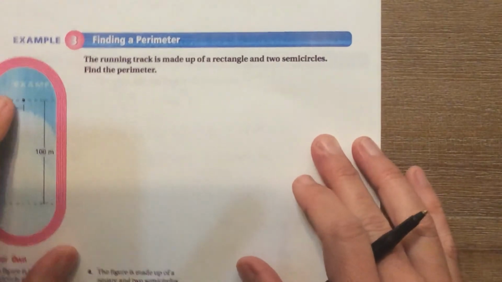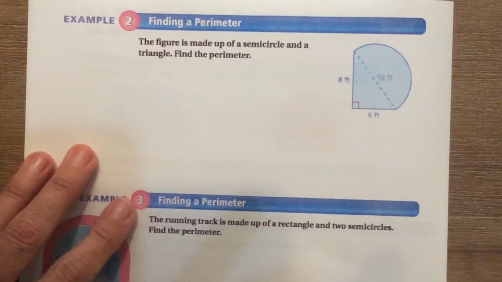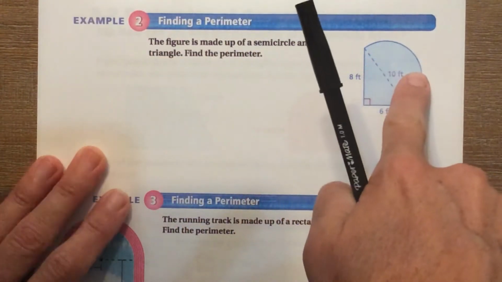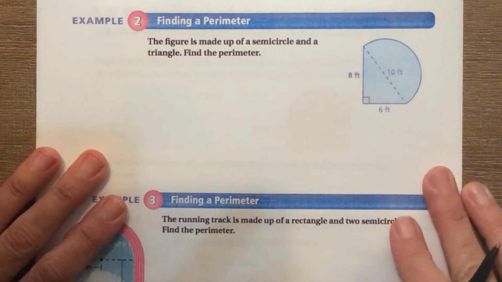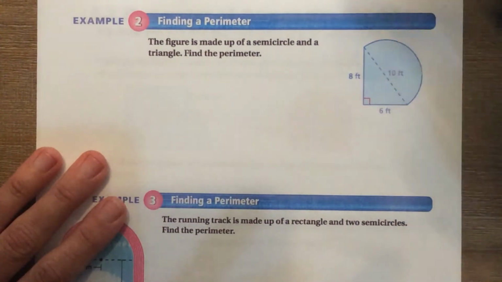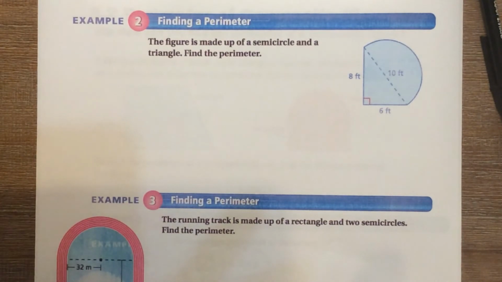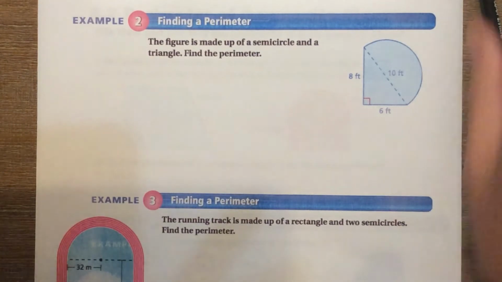Okay, so moving on, now we're going to actually find some. So you can look at example 2, which is right here, sorry. Finding perimeter says this figure is made up of a semicircle and a triangle. Find the perimeter. Well, if you think about this triangle piece, that's pretty simple because the dimensions are there for you. But we have this semicircle, which means we have to find the circumference, but it's a semicircle, so we have to divide it by 2.